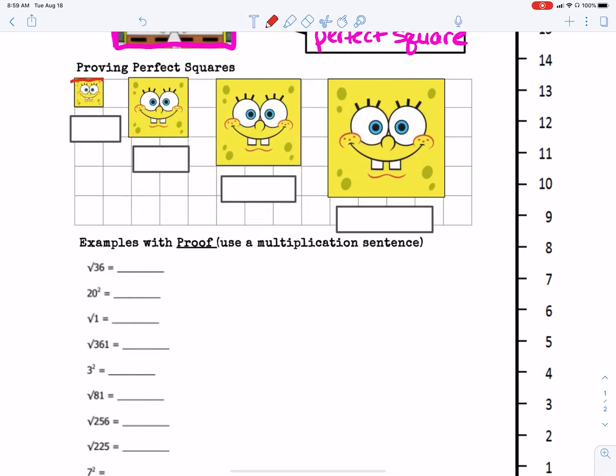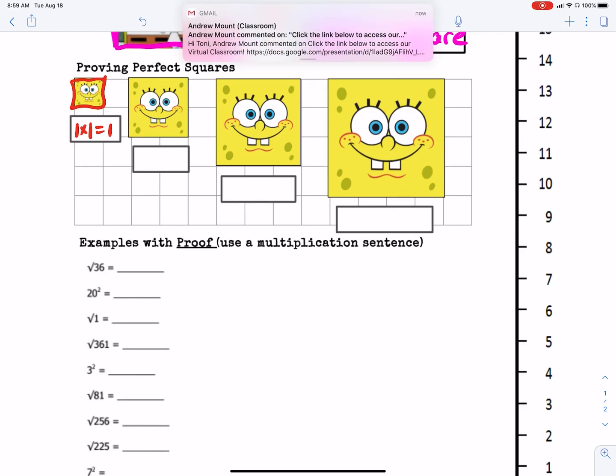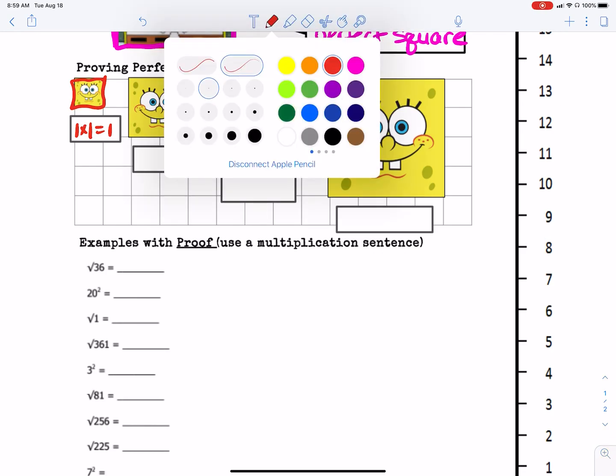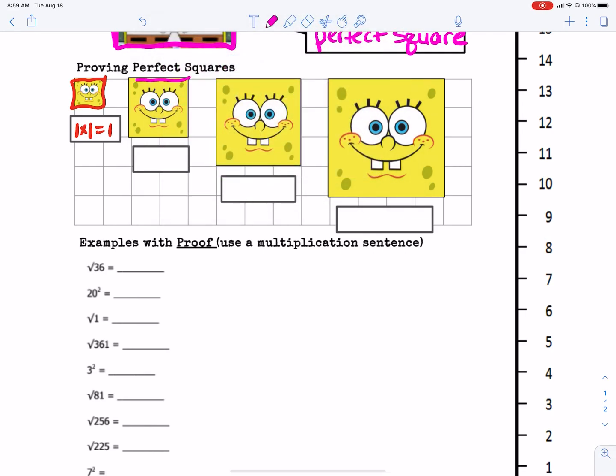So this is a 1 by 1 square. So that equals 1. So 1 is your perfect square, and 1 is also your side length. So now we have a 2 by 2, and that equals 4. So 2 is your square root, 4 would be your perfect square.